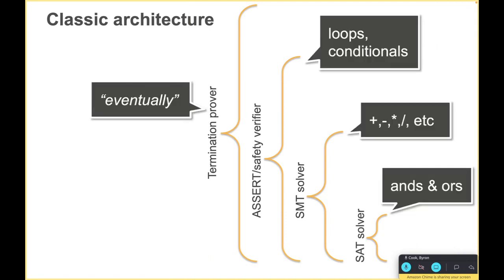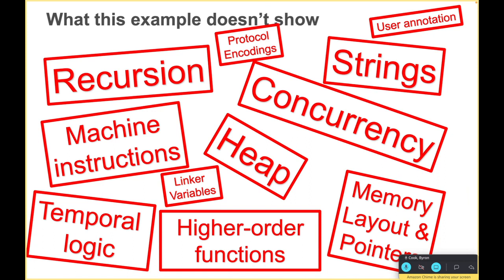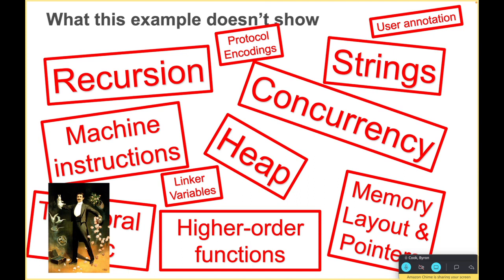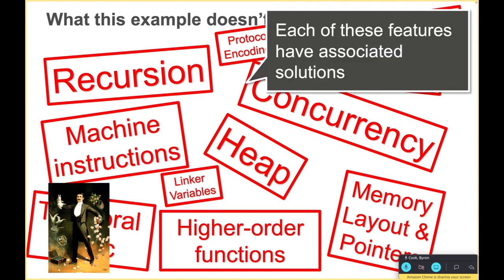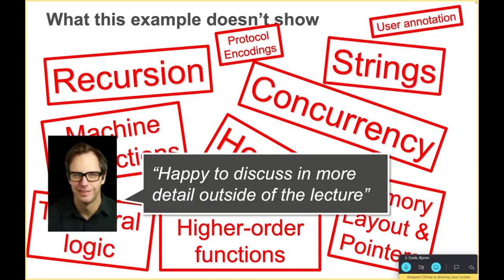The termination and liveness handle eventually. The assert handles loops and conditionals. The SMT solver handles plus, minus, arrays, all the theory stuff, and the ands and ors are handled by the SAT solver. But what this example does not show is recursion, concurrency, strings, these kinds of things. That's often where the magic is. There are ways of handling all of these, and there's a whole plethora of different techniques. I'd be happy to talk about them; I know some of them, and for others I can point you to papers.